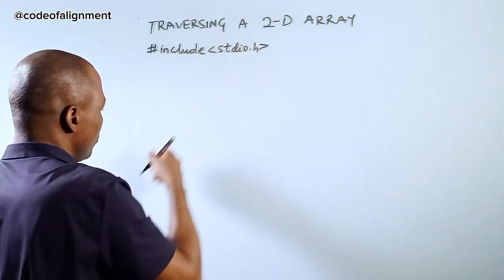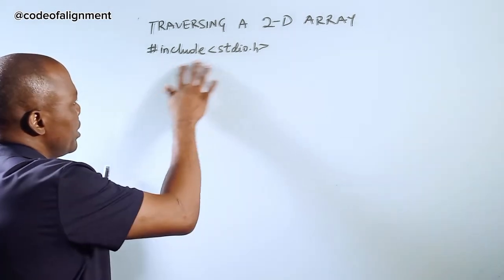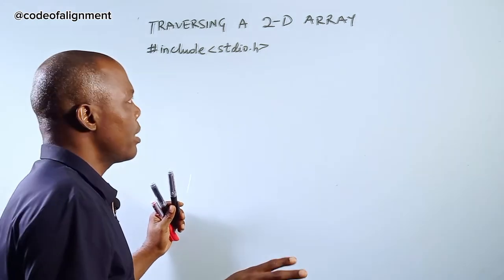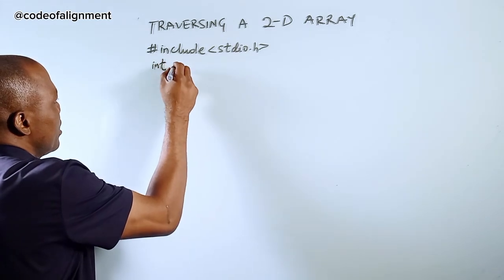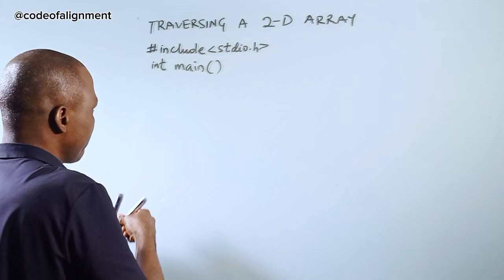So we'll do this, include stdio.h. I told you in one of the classes that I am bringing in this library because I will need the printf function. Okay, so here I will say int main. I'm declaring my main function.